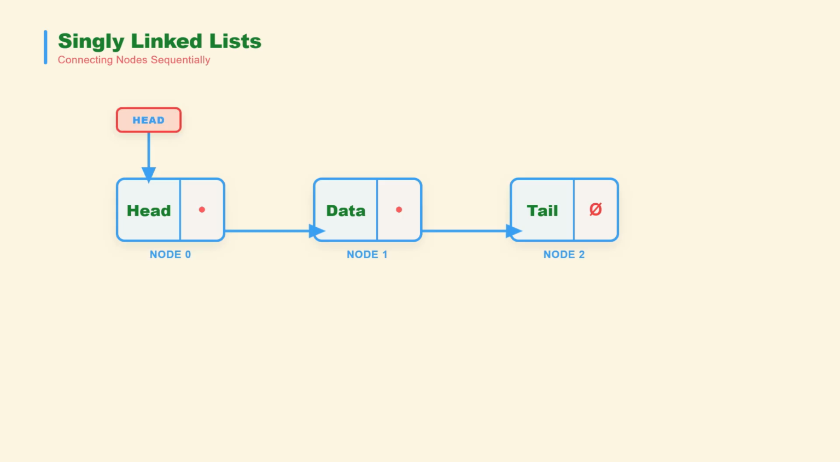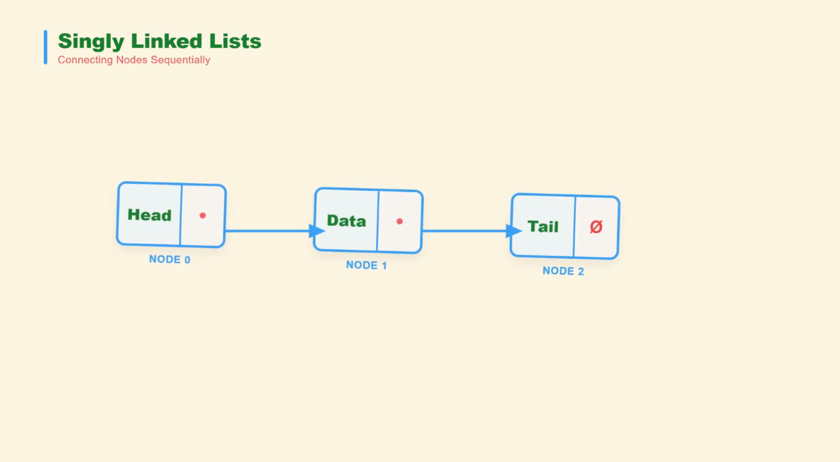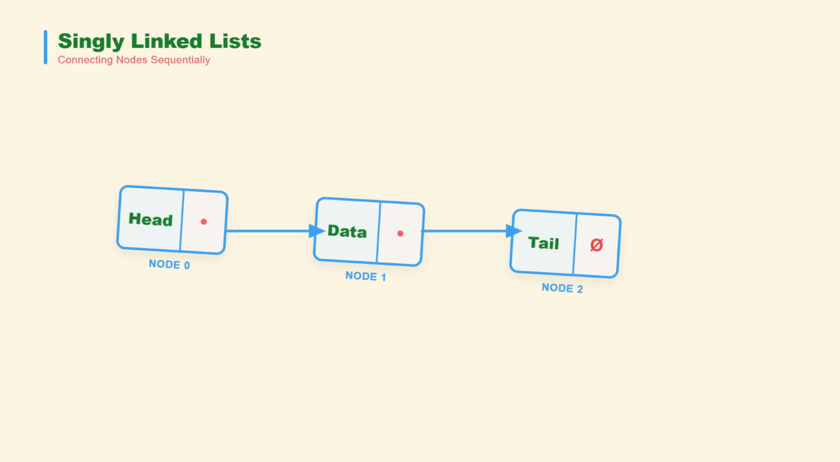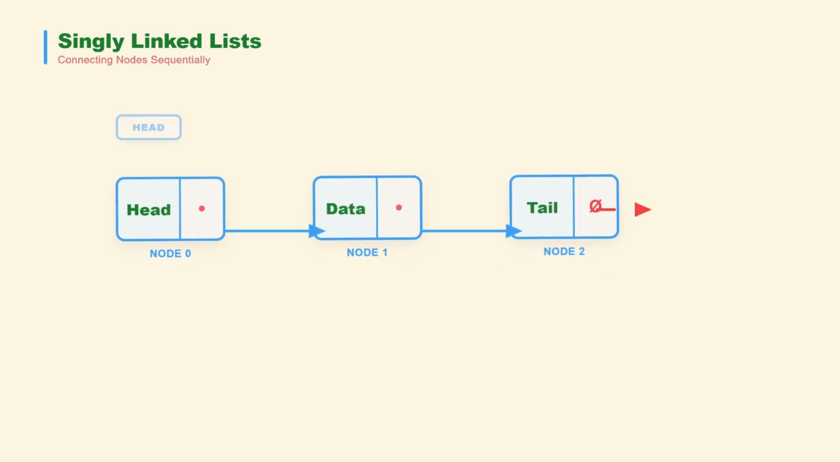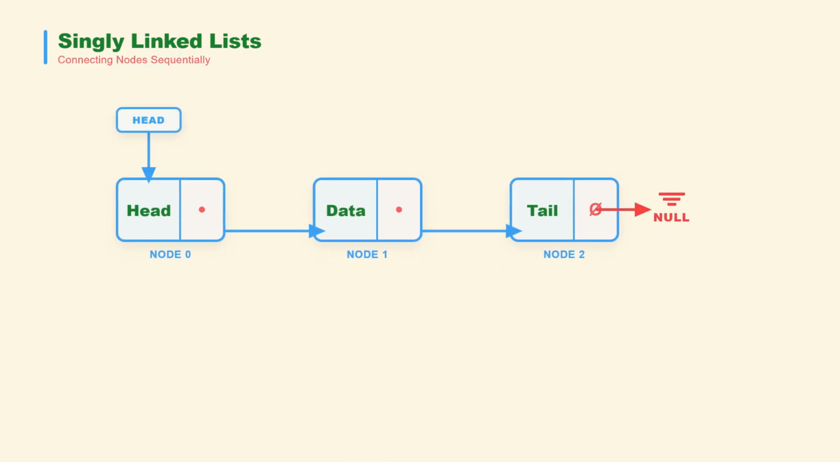This creates a critical vulnerability. If you accidentally lose or overwrite the head pointer, your program loses the entry point. The rest of the chain becomes entirely unreachable in memory, floating adrift. The chain finally ends when the last node's pointer contains no address at all, a state we call null, signaling that the sequence is complete.